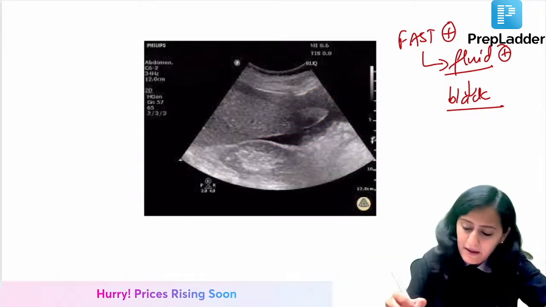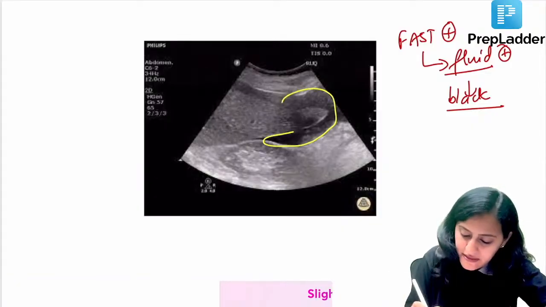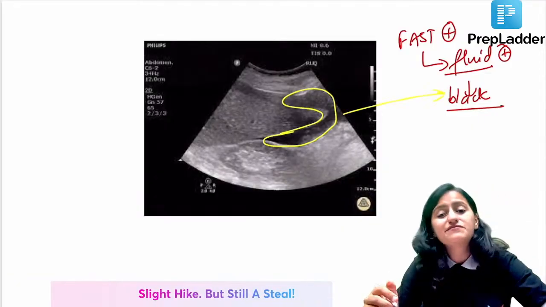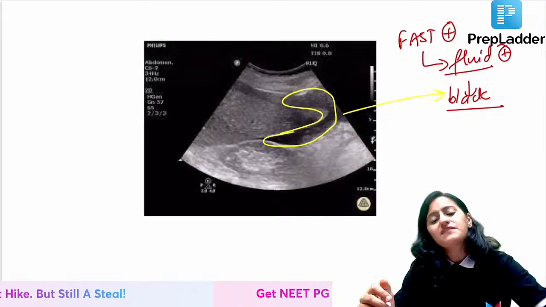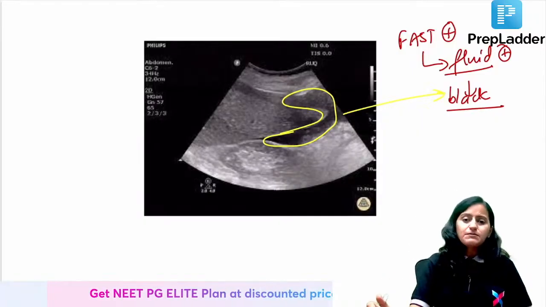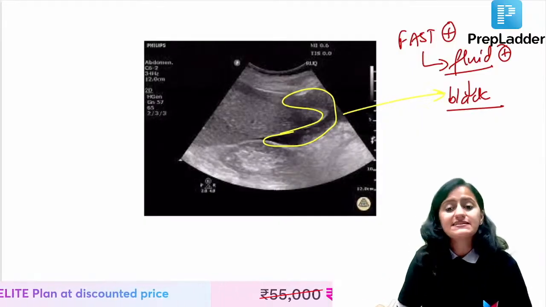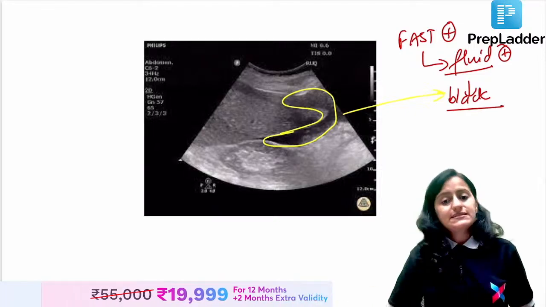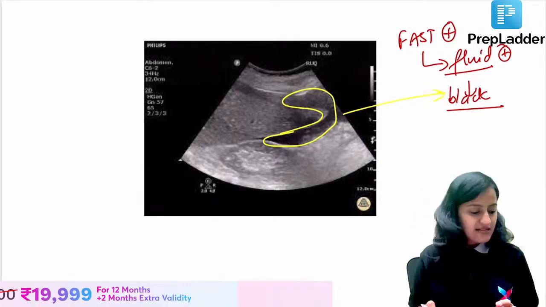Liver के surrounding वहाँ पे आपको black color का fluid दिख रहा है. So that is why this is FAST positive. Okay, this is FAST positive. If the patient is stable, you go ahead and do CECT. If unstable, then you will take the patient for surgery. Okay, so this is FAST positive.